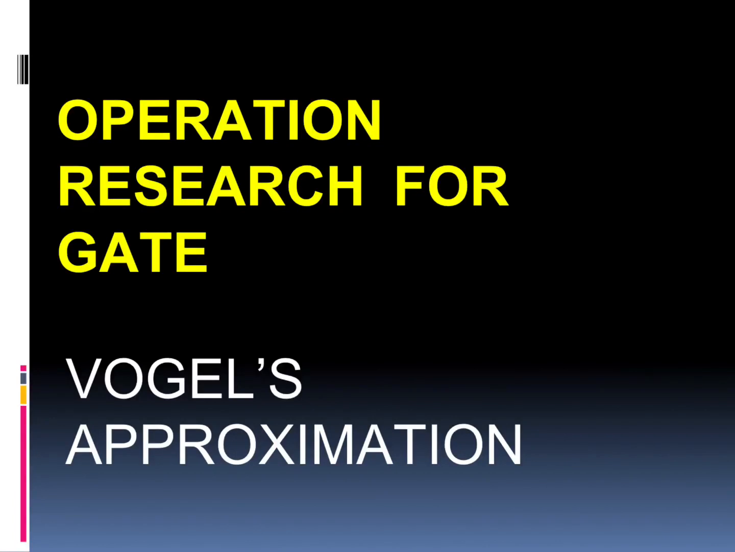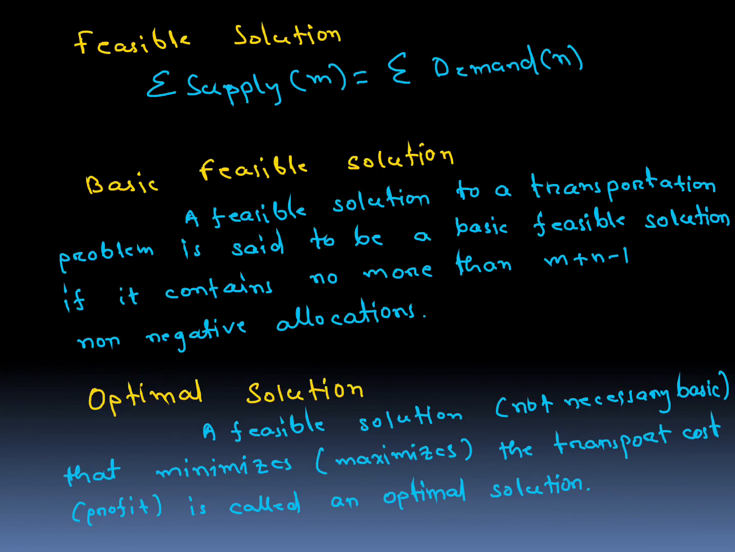In this video, I will cover operation research for GATE transportation. Vogel's approximation I will cover. So a basic feasible solution exists when the summation of all supply is equal to the summation of all demand. Already discussed, we write supply in rows and demand in columns.